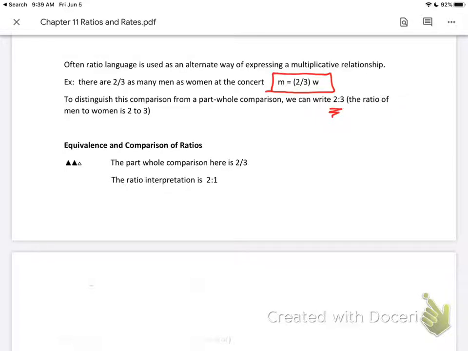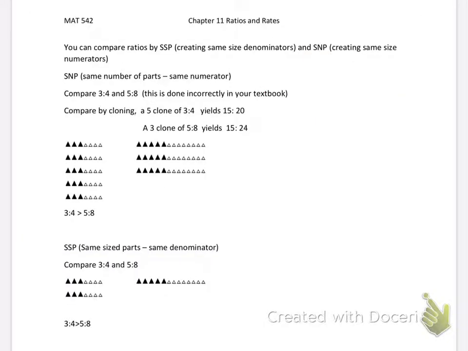Okay, equivalence and comparison of ratios. Okay, so think about this. The part-whole comparison here is 2 of the triangles are black out of the 3 triangles that are present. Okay, so that's part-whole comparison. The ratio interpretation is 2 black triangles to 1 white triangle. So you want to know what it is you're trying to express. You can compare ratios by SSP, which is when you create the same denominator, and by SNP, same number of parts, where you create the same numerator.